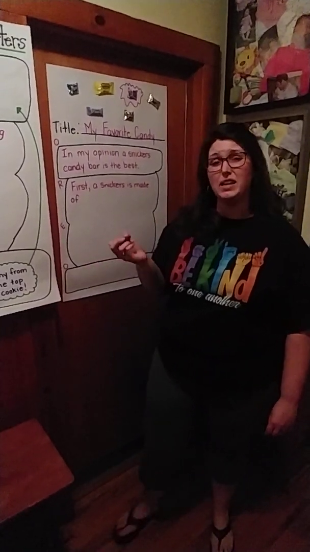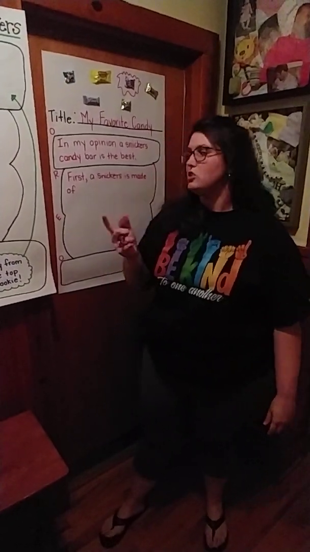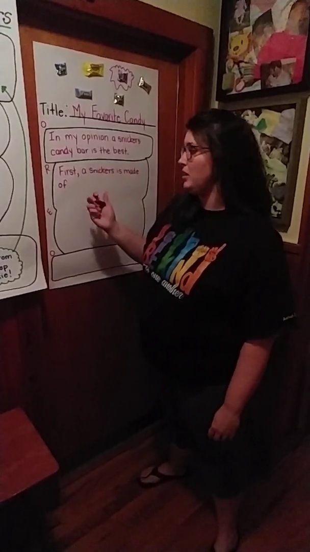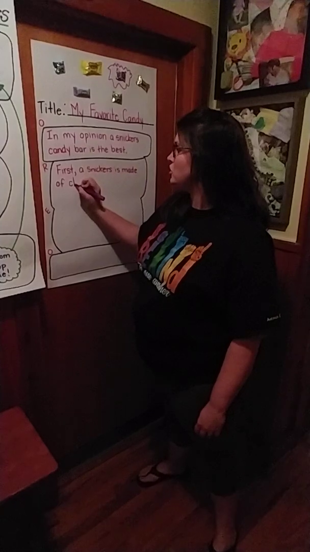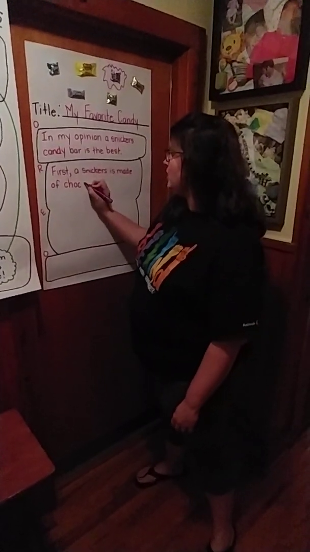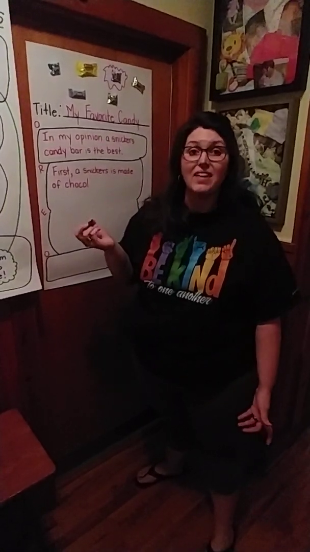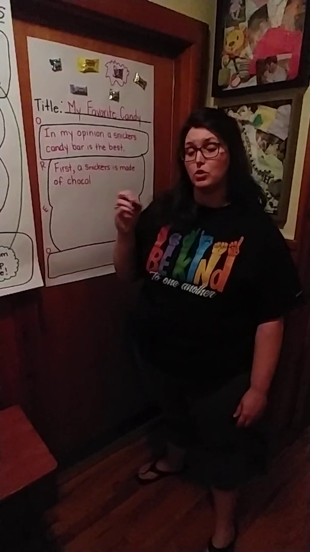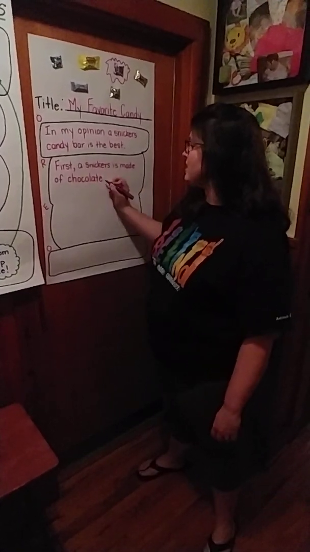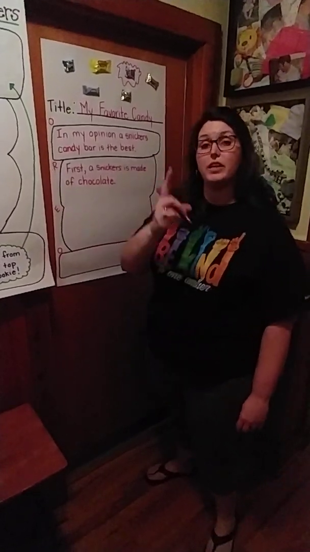Now, remember when you're writing words and if you don't know how to spell them, you need to stretch them out so you can hear all the sounds. So if chocolate is hard for you to spell, you just need to listen to all the sounds. So break it into pieces. So there's a blend. Now I know that there's an O right here. Chocolate. You might spell it with an E, and that's okay. Remember, it's okay whenever you're stretching your words out. But chocolate is actually spelled like this. Okay? First, a Snickers is made of chocolate. Okay, so that's one reason.